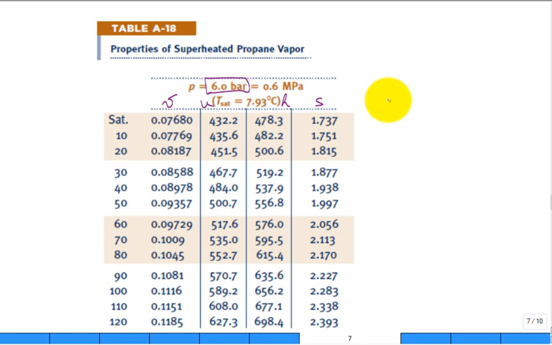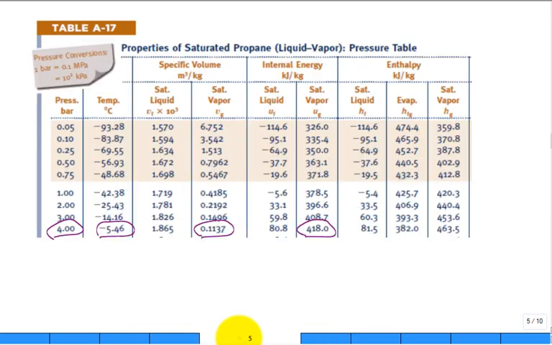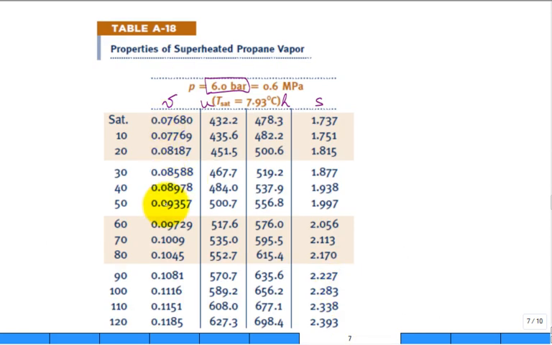So I needed at what value, a specific volume? 0.1137. So I look down here. Doesn't it fall right in here? So right there is 0.1137, somewhere in there. So I could interpolate to get the temperature.